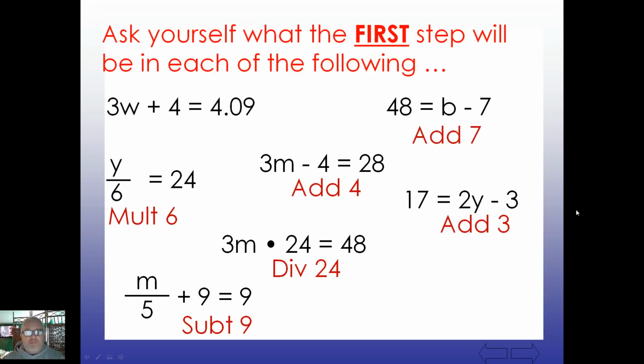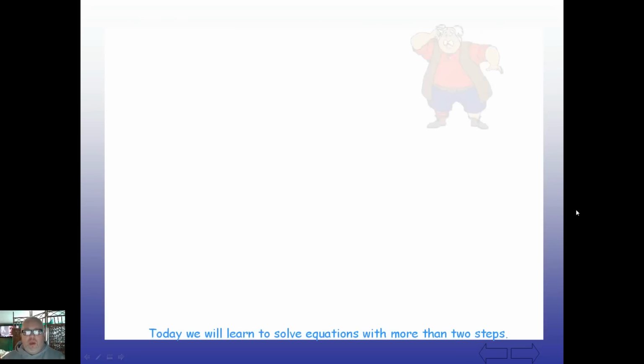How about this one? Does it matter if we're dealing with decimals? Not at all. Decimals, just a number 2. Go ahead and subtract 4 from both sides. And how about our last one here? 38 equals n plus 17. The opposite of adding 17 is to simply subtract 17 from both sides. Good. Alright then.